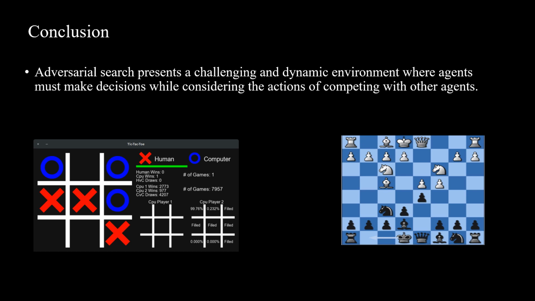So, in conclusion, adversarial search presents a challenging and dynamic environment where agents must make decisions while considering the actions of competing agents. Through techniques such as evaluating game states, calculating optimal decisions, and utilizing search algorithms like alpha-beta pruning and the minimax algorithm, agents can navigate complex game trees to make strategic choices.